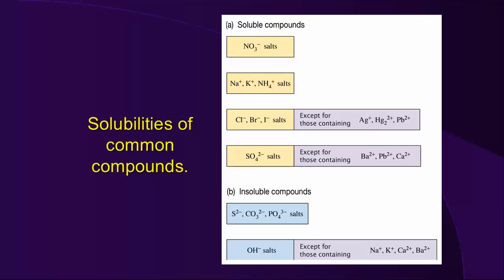Sulfates are all going to dissolve. Well, not all. How about barium, lead 2, and calcium, or strontium? The ones that don't dissolve at all, wink, wink, are the sulfides, carbonates, phosphates, and hydroxides. Unless, of course, they're bonded to an alkali metal ion or ammonium or calcium or barium. Okay? Now, that's really boring.